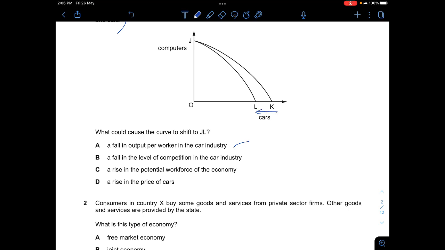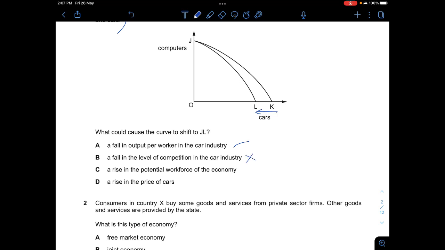B says a fall in the level of competition in the car industry, which is not exactly correct, even though technically when there's a fall in the level of competition, probably there will be inefficiency. But in this case, you're not comparing with multiple car manufacturing companies, you're comparing 2 products. So this is less likely to happen, so this is not correct.